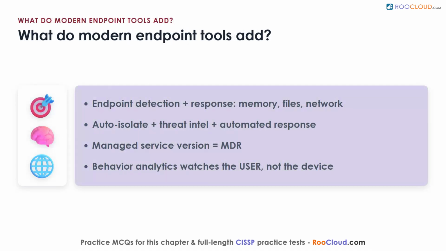What do modern endpoint tools add on top? They go well beyond classic antivirus, and there are a few names to know. Endpoint detection and response combines traditional protection with deeper analysis of memory, file system, and network activity, automatic isolation of suspicious behavior, live threat intelligence, and automated response. When a vendor runs all of that for you as a service, it is called managed detection and response, easing the load on lean security teams.